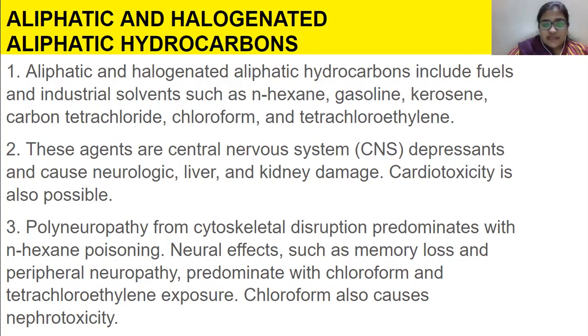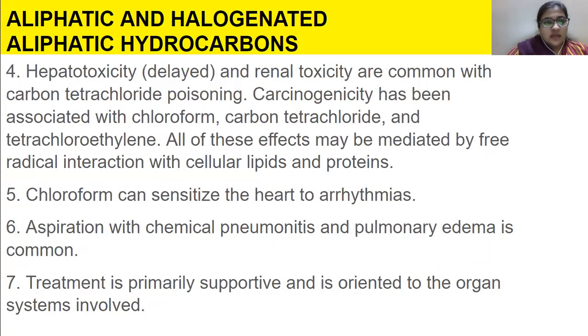Neural effects such as memory loss and peripheral neuropathy predominate with chloroform and tetrachloroethylene exposure. Chloroform also causes nephrotoxicity, which is obviously related to the kidneys. Hepatotoxicity and renal toxicity are common with carbon tetrachloride poisoning. Carcinogenicity has been associated with chloroform, carbon tetrachloride, and tetrachloroethylene. All of these effects may be mediated by free radical interaction with cellular lipids and proteins.